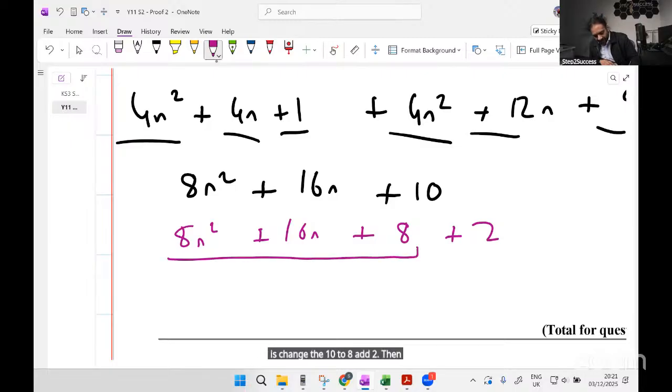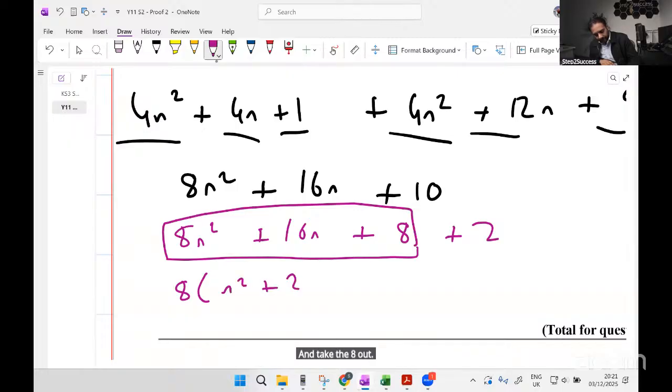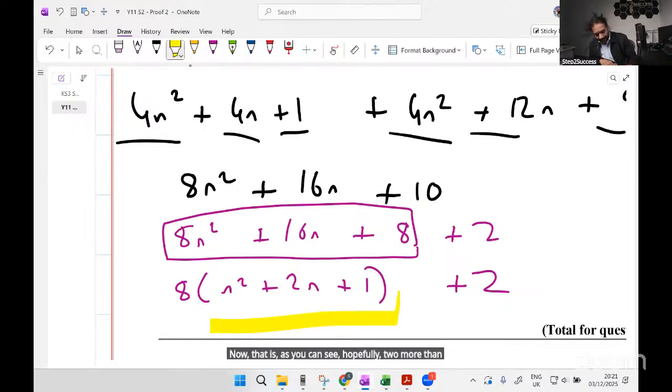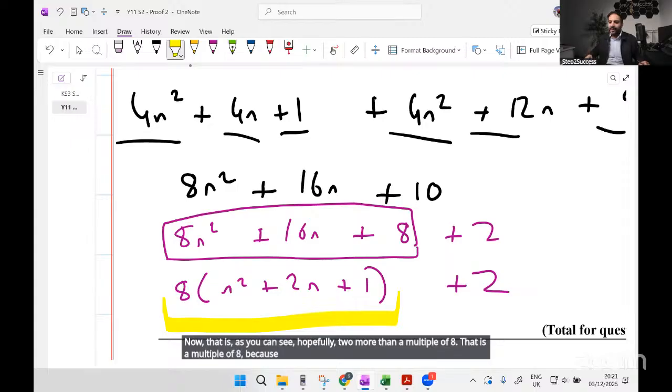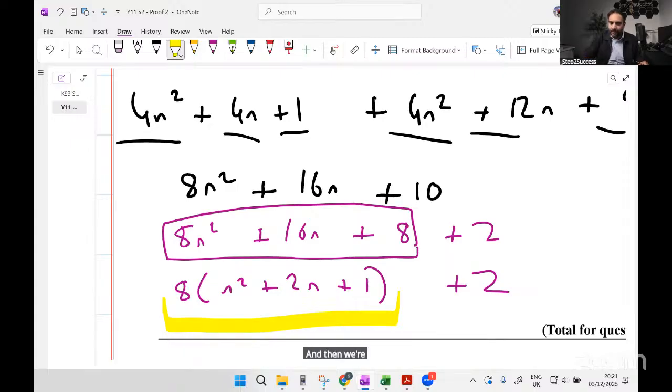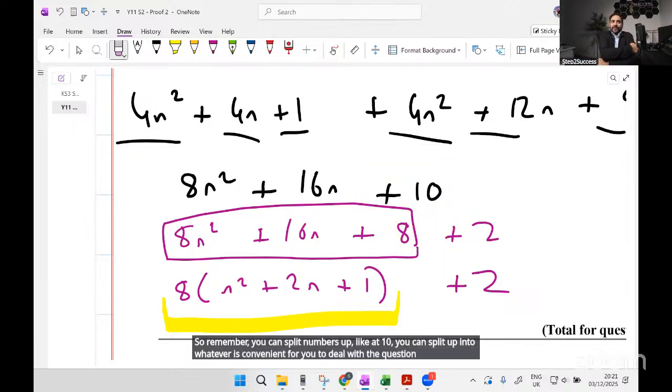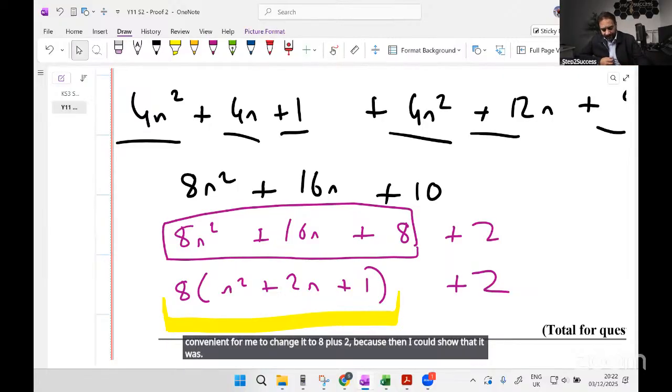Then you look at this and take the 8 out. Now, that is, as you can see, hopefully, 2 more than a multiple of 8. That is a multiple of 8, because it's 8 times something, and then we're doing 2 more than it. And that's it. So remember, you can split numbers up. Like that 10, you can split up into whatever is convenient for you to deal with the question. In this case, it was convenient for me to change it to 8 plus 2, because then I could show that it was 2 more than a multiple of 8.